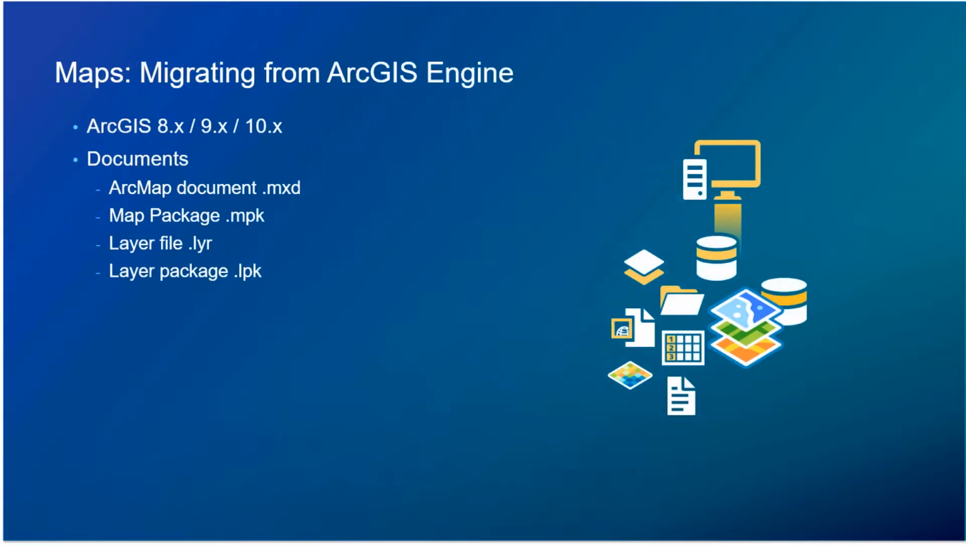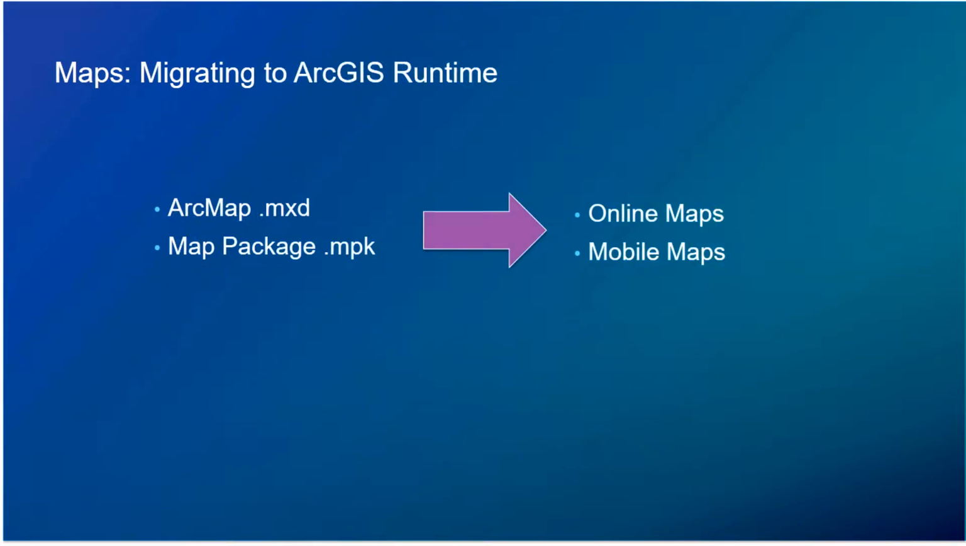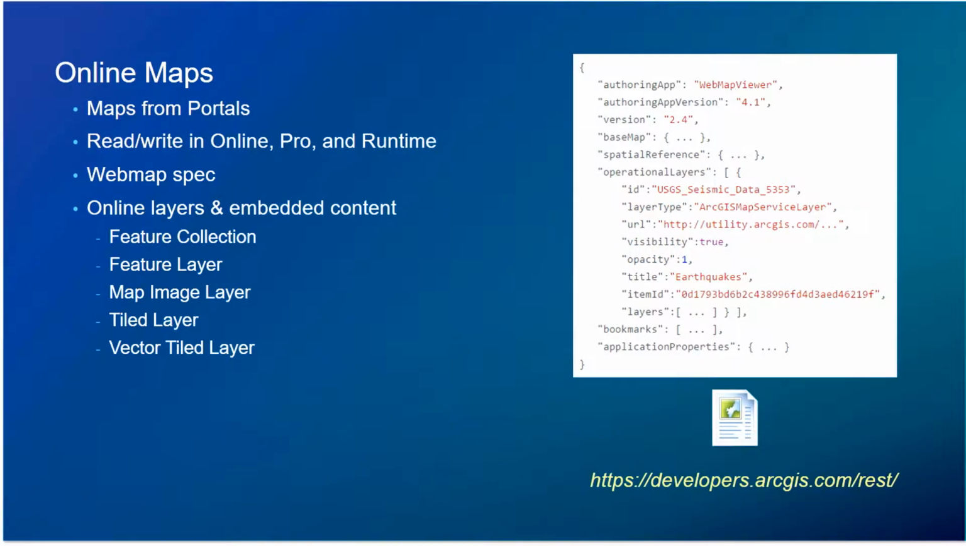So starting with maps and data then. Within ArcGIS Engine, you'll be familiar with this. Through the ArcGIS 8, 9, 10 generation, the types of documents that you're working with are ArcMap documents, map packages, layer files, and layer packages. And they translate into a couple of different concepts within the ArcGIS Runtime, and I'll talk about these in more detail. So taking map documents and map packages to begin with, let's take a look at online maps and mobile maps.